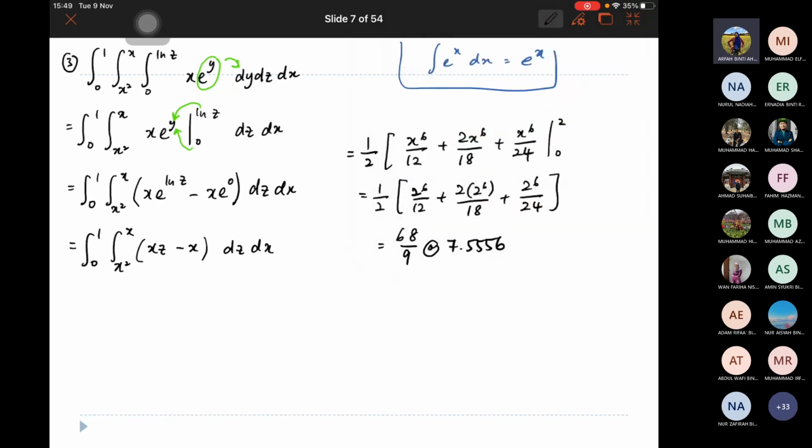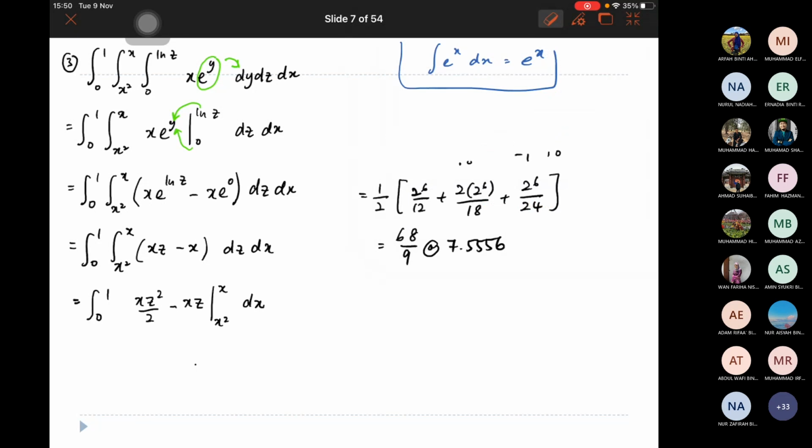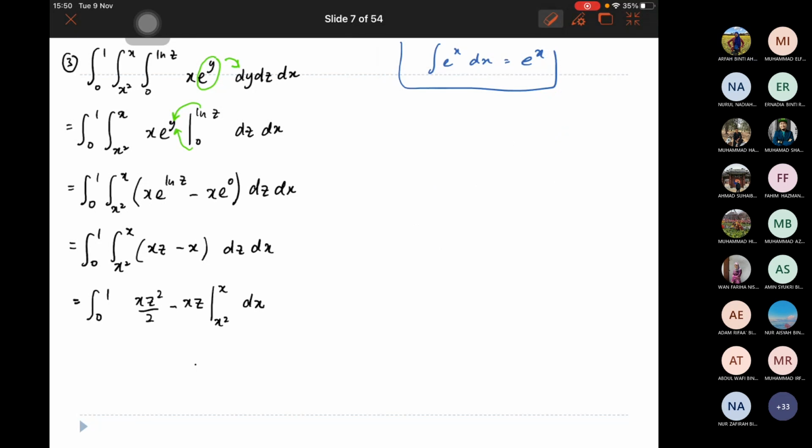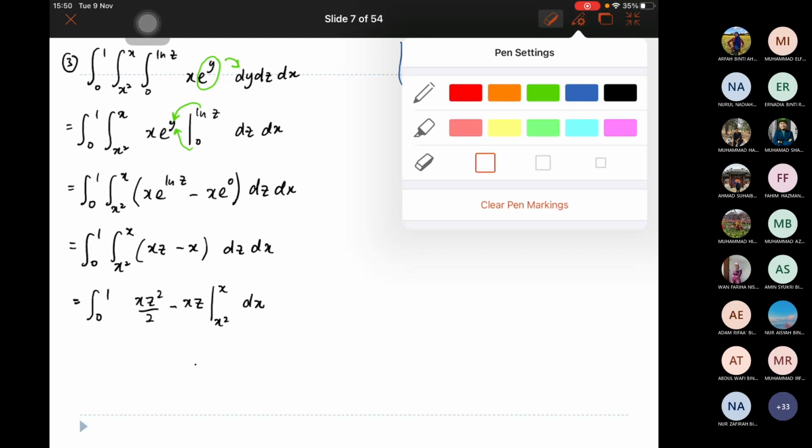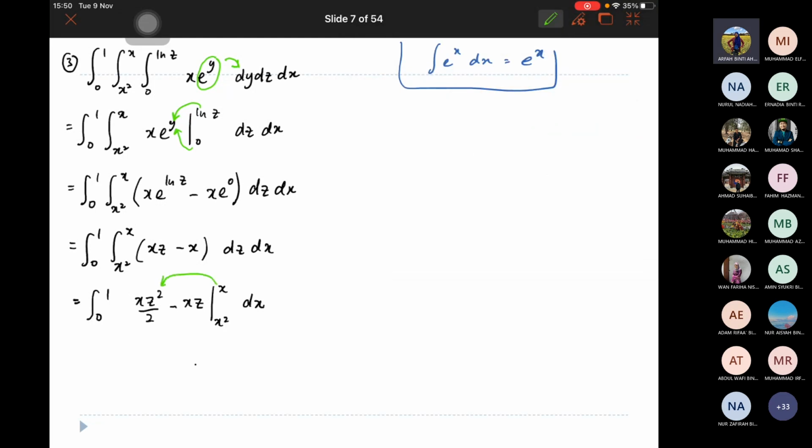So integrate terhadap z, you are going to have kosong sampai 1, x z kuasa 2 per 2 tolak x z, x squared sampai x dx. So gantikan the z in here dengan x dan juga x squared. Cuba settlekan the integration.